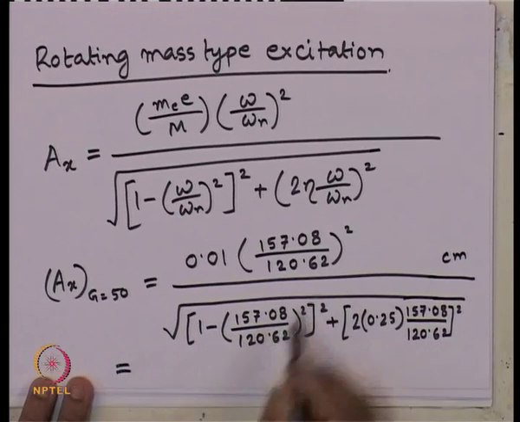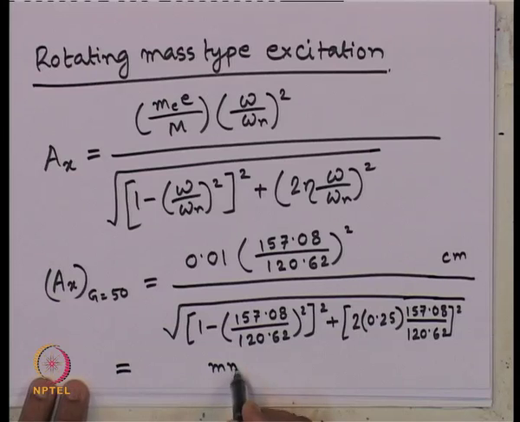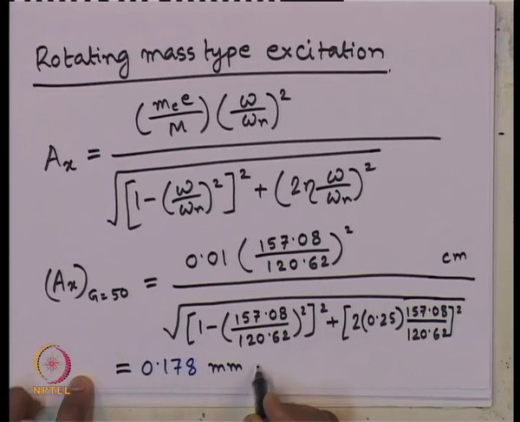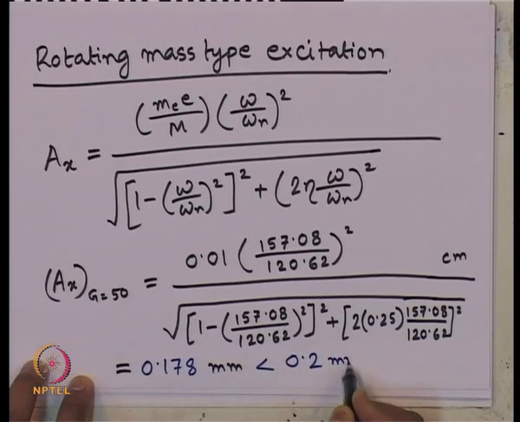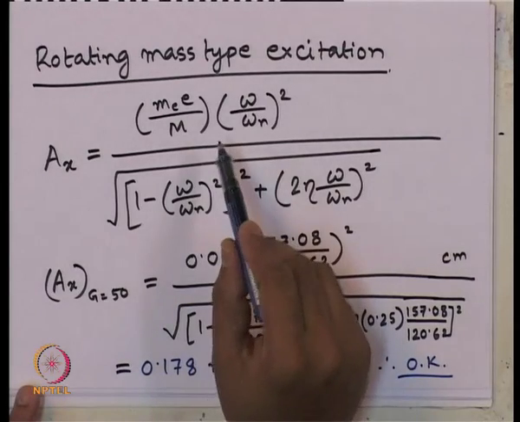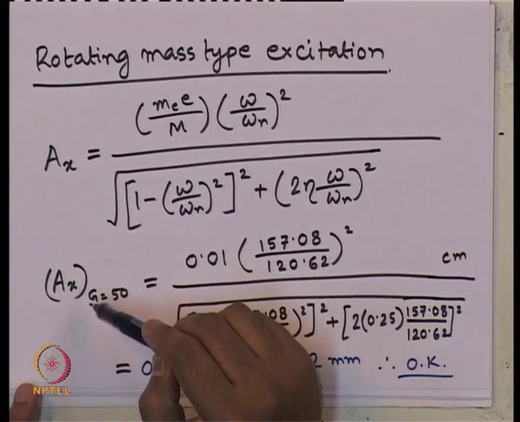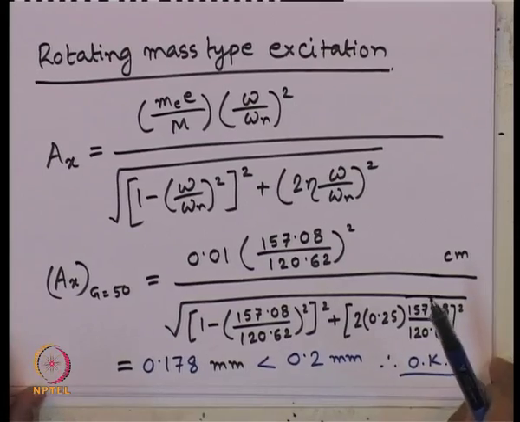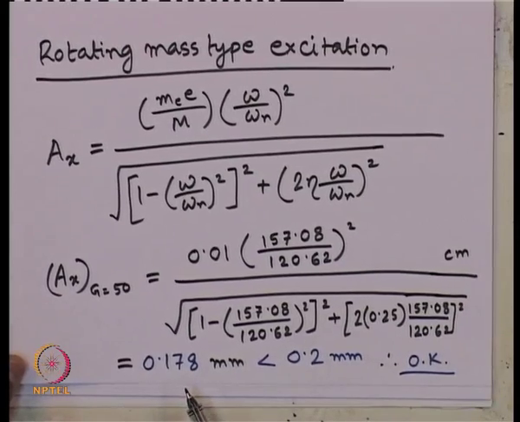If we calculate this in terms of millimeter, it comes out to be 0.178 millimeter, which is less than our permissible limit of 0.2 millimeter. Therefore, the design is okay. And once again, as I have mentioned for vertical case, here also Ax value remains same in both constant force type and rotating mass type, provided the exciting load remains same in both the cases. As it is the case here also, we need not calculate always like this.